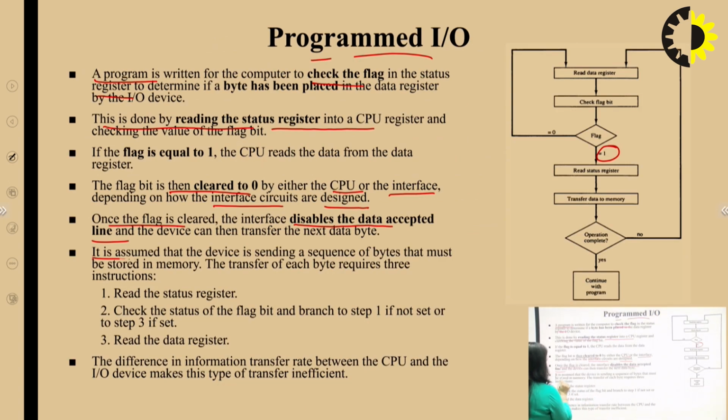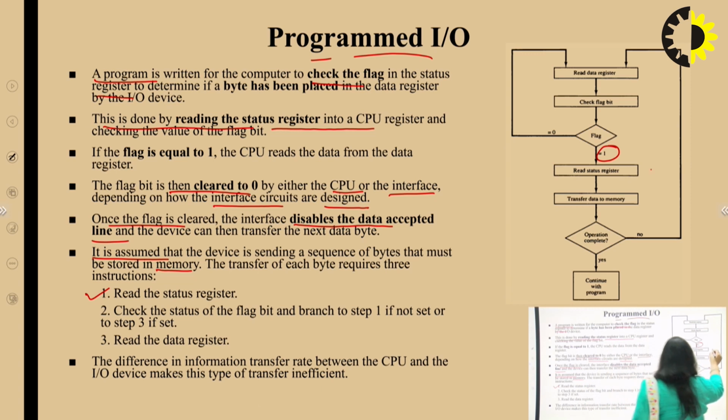Now it is assumed that the device is sending a sequence of bytes that must be stored in memory, and the transfer of each byte requires 3 instructions. First, read the status register. Then check the status of the flag bit and branch to step 1 if not set, or to step 3 if set.